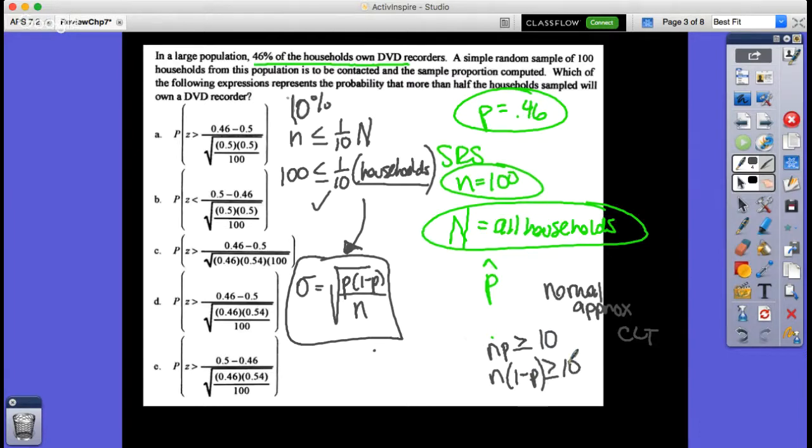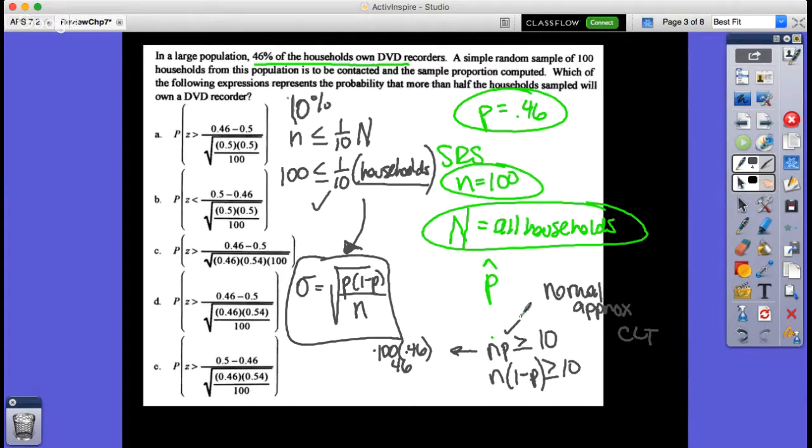Well, let's talk about the first one. The first one we see just right here. N is 100. 100 times 0.46 is 46, right? Is that true? Yes, it is. Okay, that first one's true.